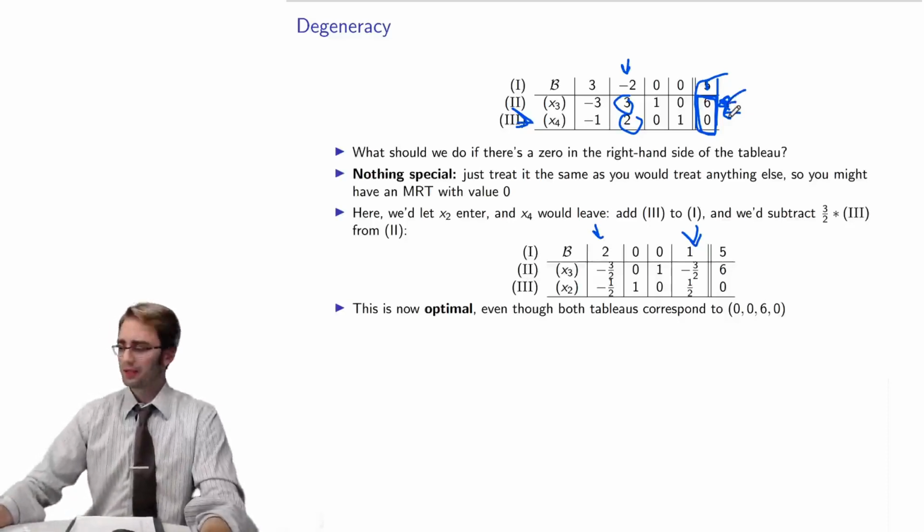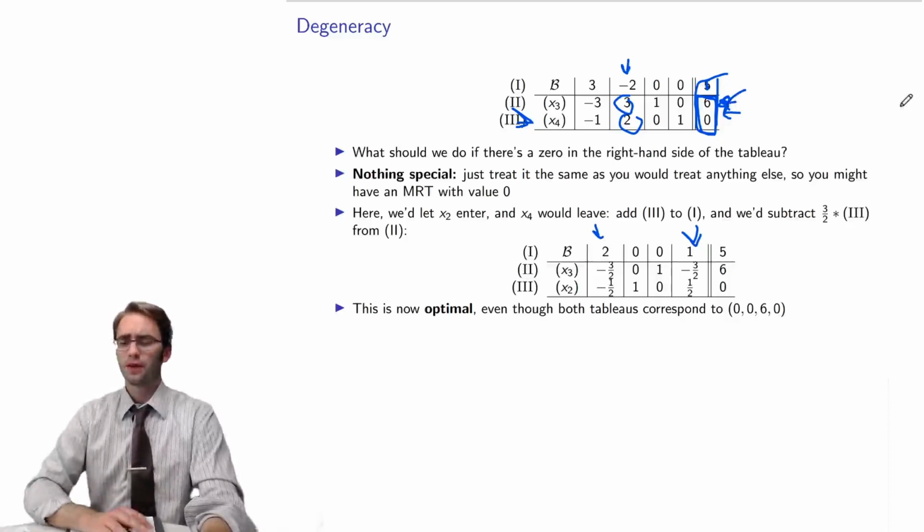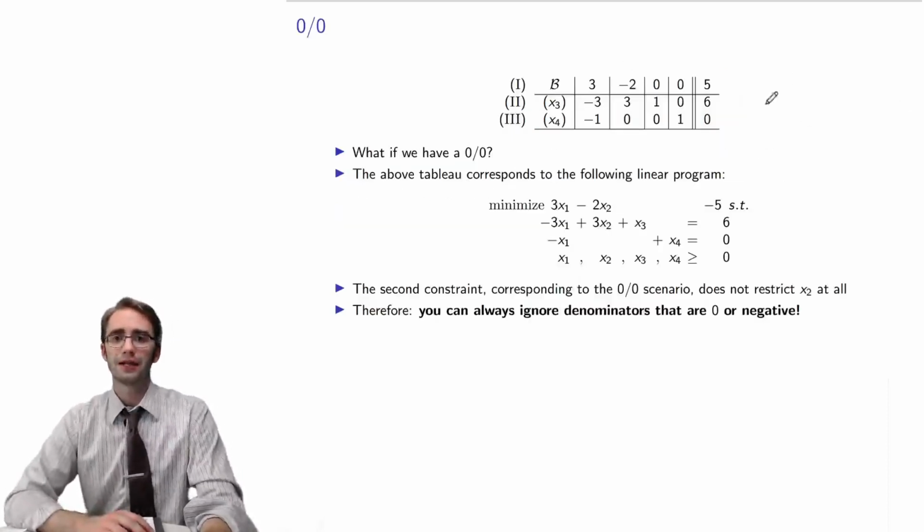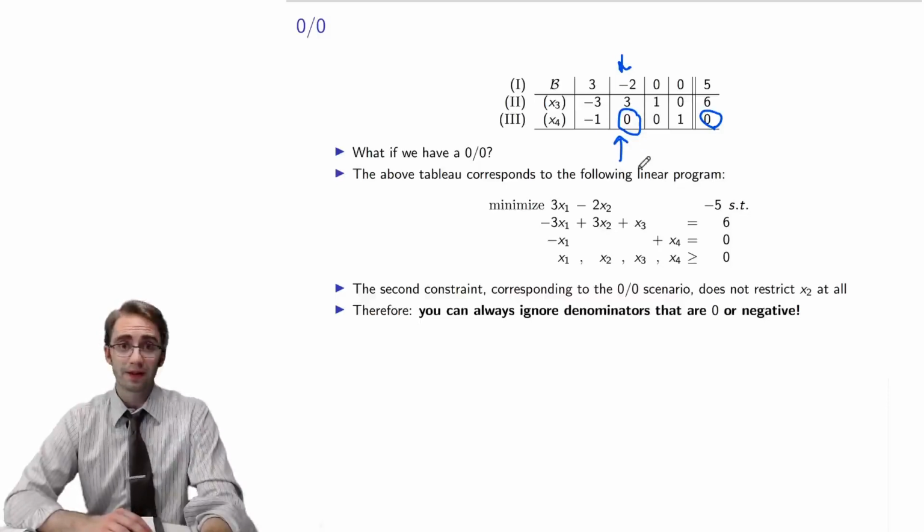Now, the other question is, what do you do if you have a 0 on 0? Okay, and again, the answer is you don't do anything special. What if you've got a 0 here, and I've got a -2 there, and then let's say there's a 0 over here? Okay, the question is, do I have to do anything special? No, you ignore it. This is a 0 in the denominator. You therefore do not consider it when you perform the minimum ratio test. That answer always holds true.